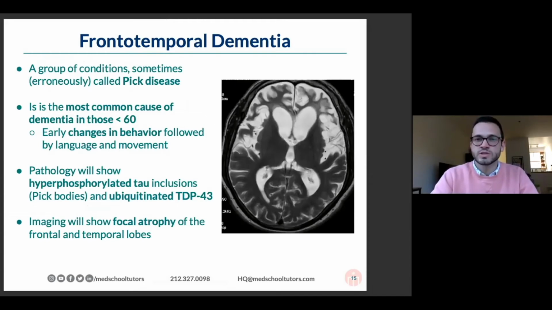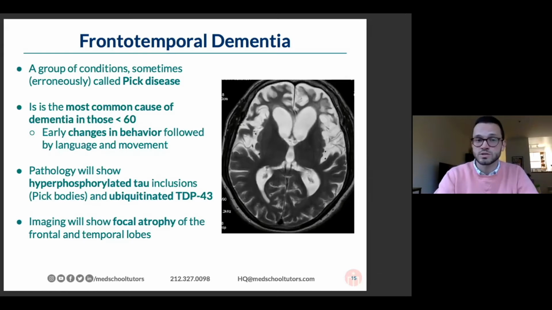Frontotemporal dementia. So this is actually another category of disorders. I think the way it's taught typically is you'll only learn one. You will call it Pick disease. That's not necessarily true. There's a bunch of different types. Pick disease is one specific name for one specific type, but you can think of them all more or less the same for your purposes.